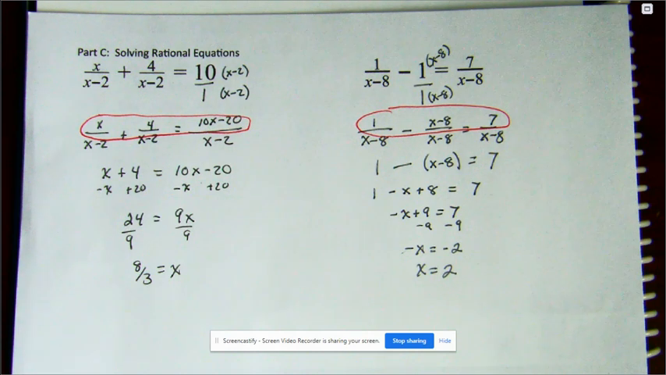So my recommendation for these new fraction problems is to make sure every single fraction has the same denominator first. And then you can take the shortcut of just taking an equation out of the numerators.